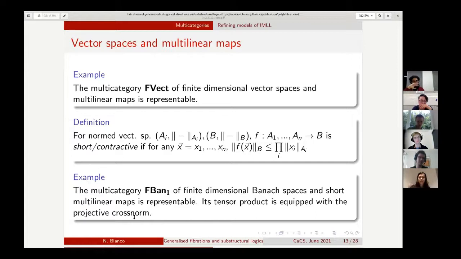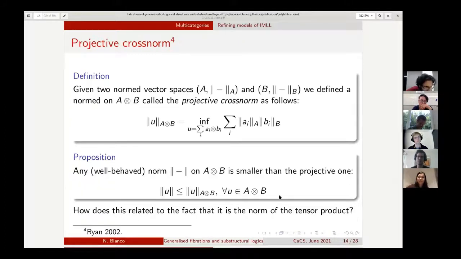But it still asks us to give this notion, or define this notion, of projective crossnorm, using this definition and prove that it is a tensor product. And it is not really clear why this will be the tensor product, but there is some property of the projective crossnorm, which is that it's the greatest norm that you can put on the tensor product. So among all the norms, or at least all the well-behaved norms, that you could be putting on the tensor product, it's the greatest one. And so the question will be, is this property, the fact that it is the greatest one, connected to the fact that it is the right norm for the tensor product?